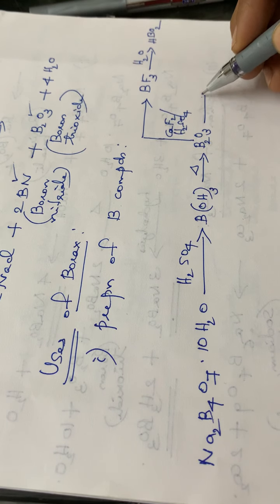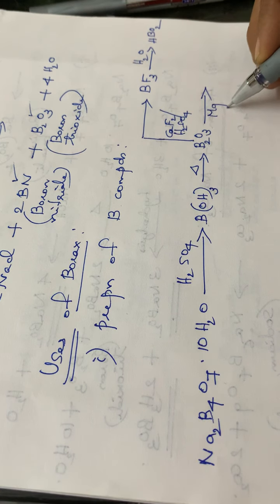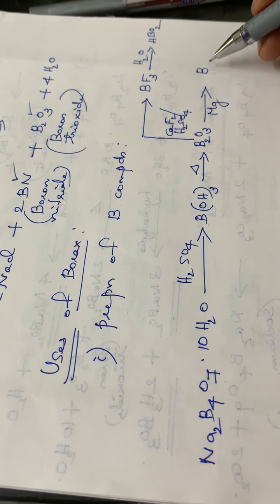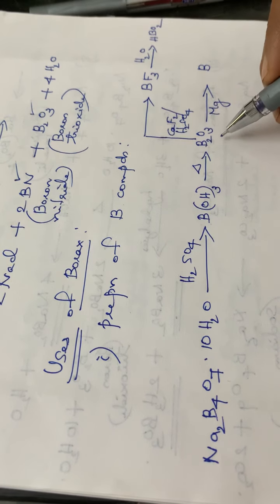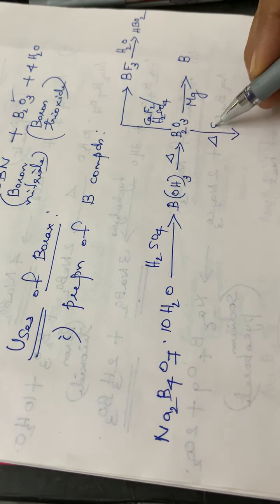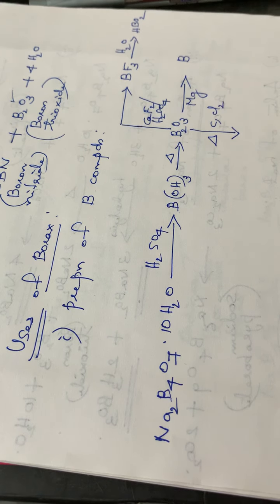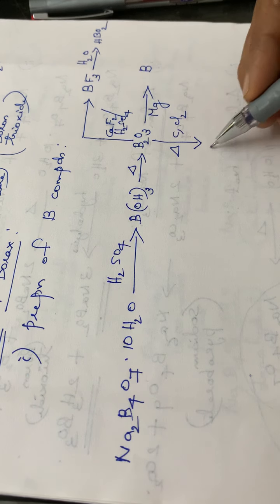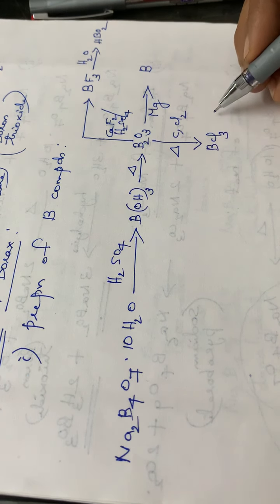And then again B2O3 on reacting with magnesium, we will be having boron. Okay, so this B2O3 can be converted to boron with the help of magnesium. Then another reaction, B2O3 on heating in the presence of carbon and chlorine, we will be having BCl3.